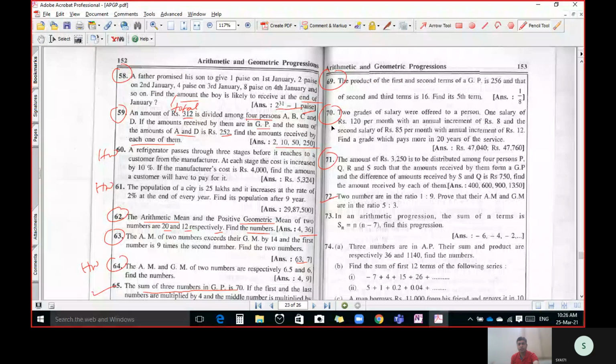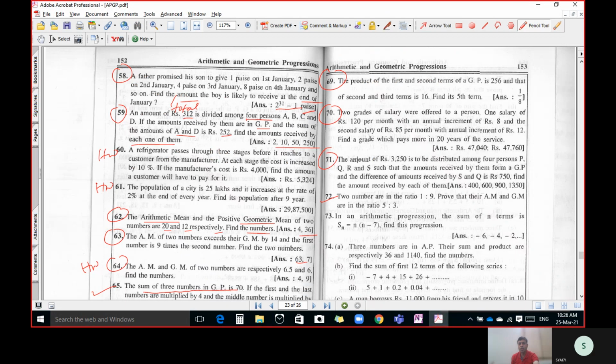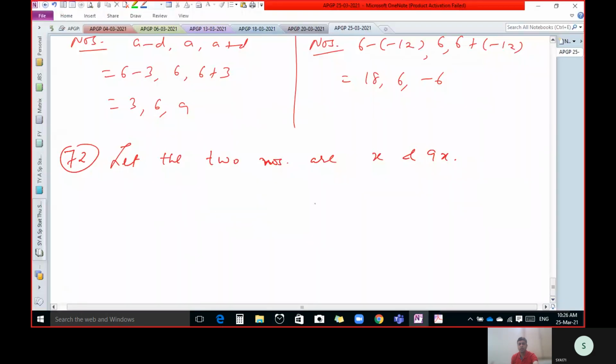Question number 72. Two numbers are in the ratio of 1 to 9. So let the two numbers be x and 9x, because the ratio is given 1:9. Now what other information do we have? Prove that arithmetic mean and geometric mean are in the ratio of 5:3. It's very simple. First of all, find the arithmetic mean of these two numbers, then the geometric mean of these two numbers, and then take the ratio.